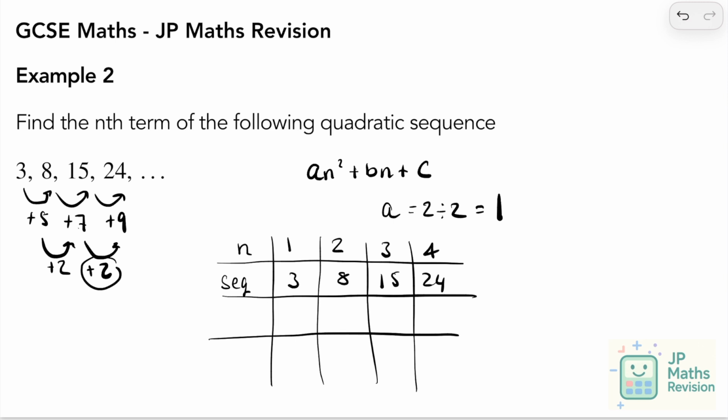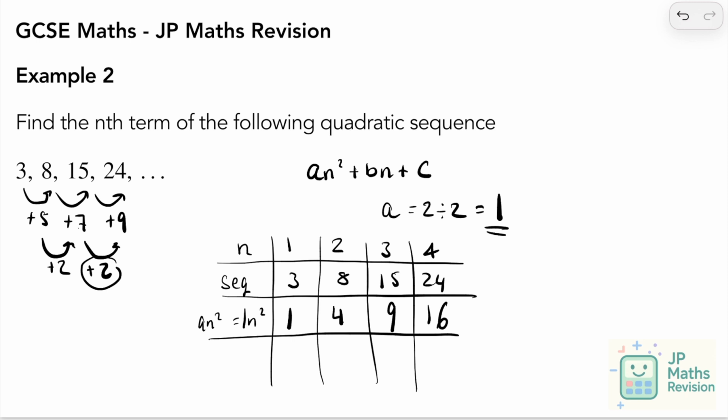So in the next row, we write down an squared. In this case, because a is 1, that's going to be 1n squared. So for this one, it's going to be 1 times 1 squared, which is 1. Then it's going to be 1 times 2 squared, which is 4. 1 times 3 squared, which is 9. And 1 times 4 squared, which is 16.